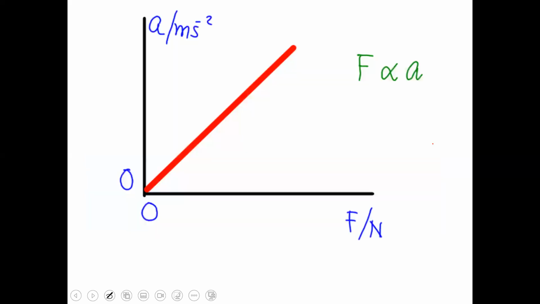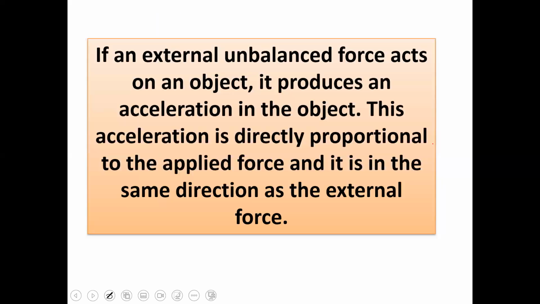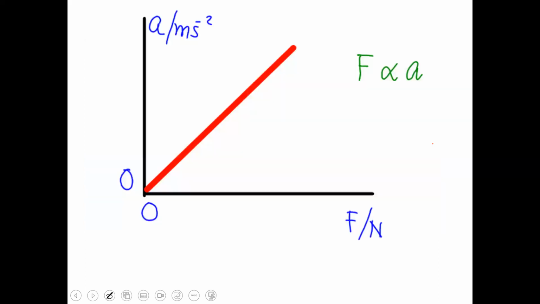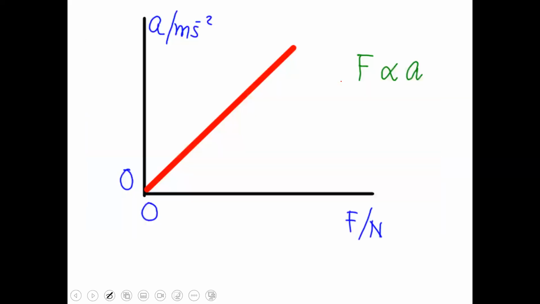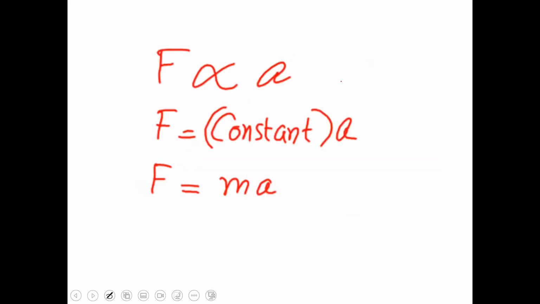Force and acceleration are directly proportional. In this law, force and acceleration are directly proportional. So greater the resultant force, remember this is called resultant force, greater is the acceleration. This is a directly proportionality.